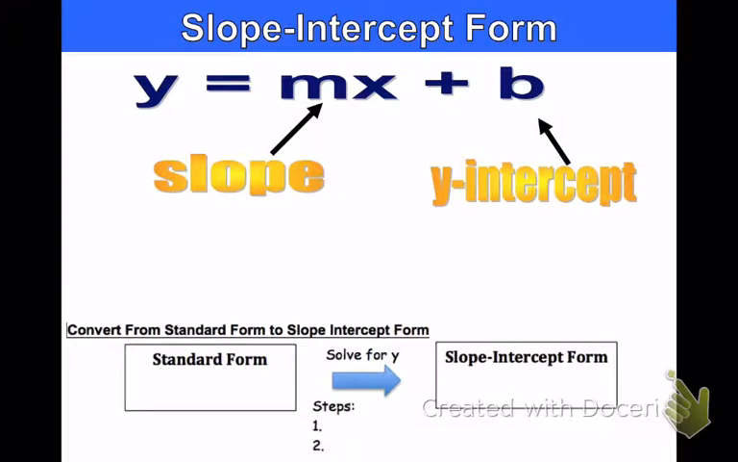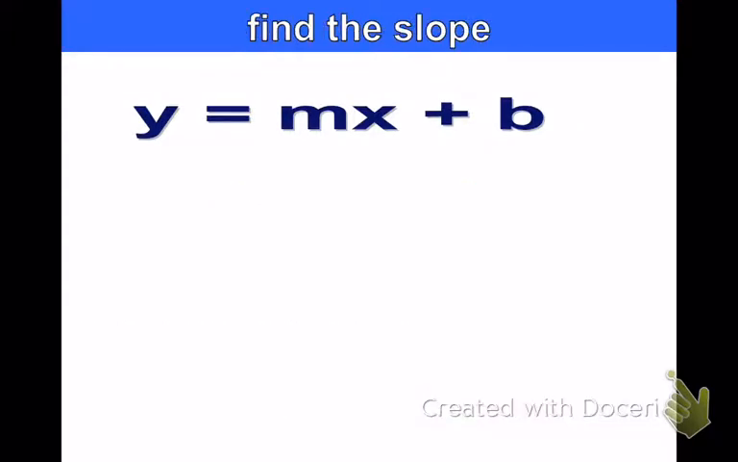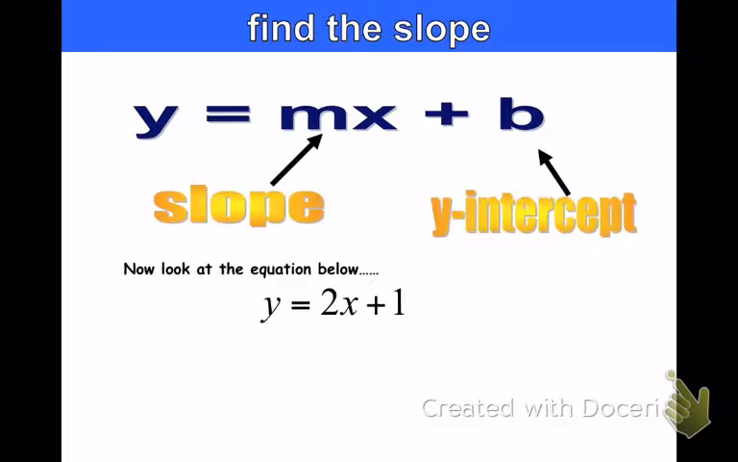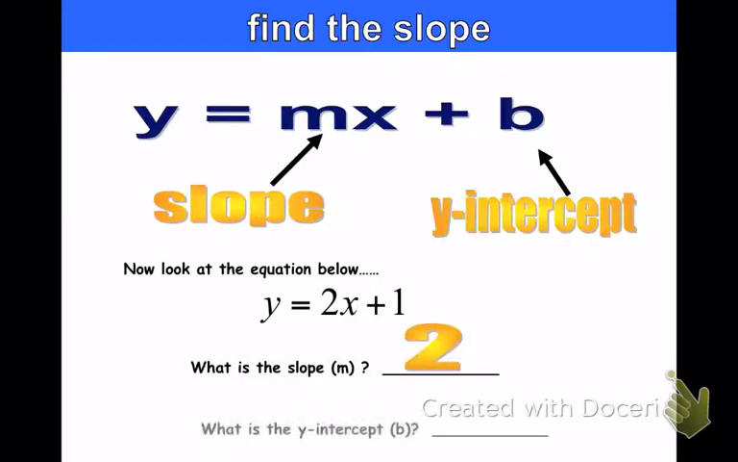So on your handout, can you go ahead and fill in this little blank here and put the equation y equals mx plus b. So when it comes to the slope-intercept form of an equation, you can just quickly look at the equation. So what is the slope for this one? If you said 2, you're correct. What is the y-intercept? If you said 1, you are correct.